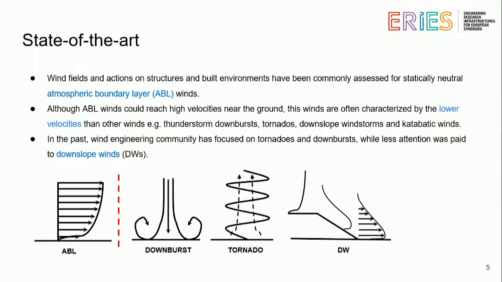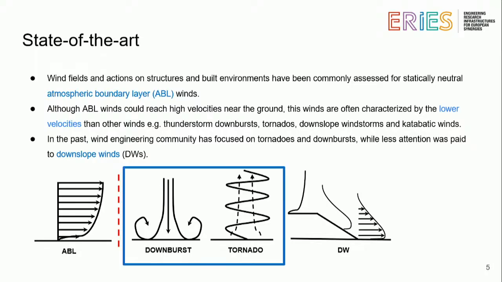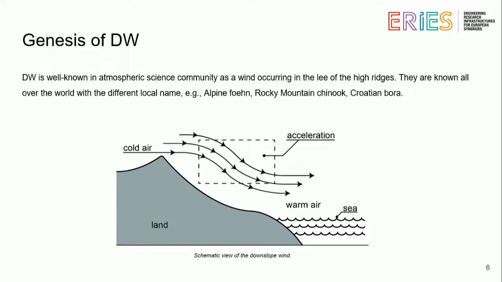As was mentioned beforehand, the most commonly used international codes and standards for assessing loads on structures due to winds are based on neutrally stratified atmospheric boundary layer, or ABL, winds. Those winds can sometimes reach higher velocities near the ground, but those velocities are usually way lower than some other extreme winds. In the past few years, the wind engineering community focused on downbursts and tornadoes, but downslope winds were less explored. So what is a downslope wind?